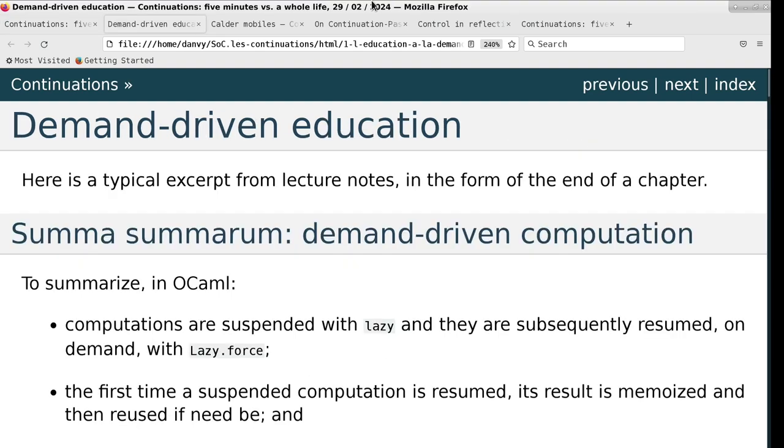Okay, so that chapter is about lazy evaluation, otherwise known as demand-driven evaluation. So imagine that you had a whole lecture about that. And then to sum up, that's demand-driven computation. So to summarize using OCaml.